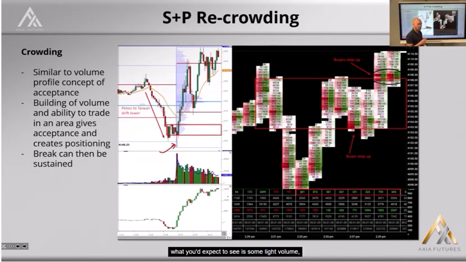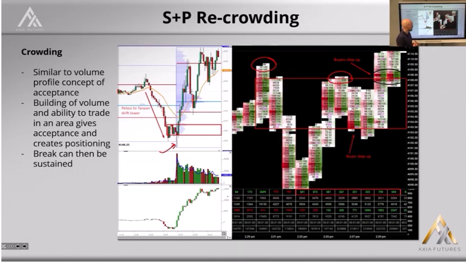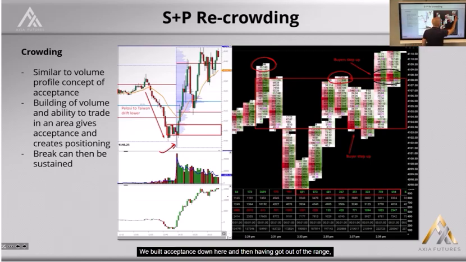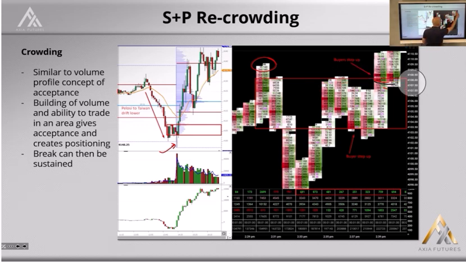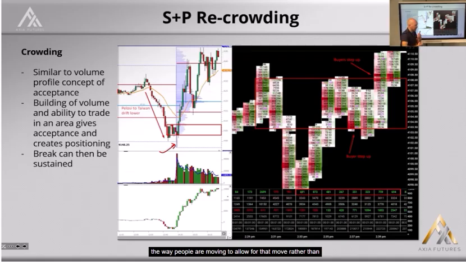Because if they're not, what you'd expect to see is some light volume, something like you've got over here or even here. Not a great deal going on, but instead what they've done now is they've changed the perspective. We've built acceptance down here, and then having got out of the range, we're now starting to see more and more action here. That action at the top of the range is what's allowing then the market to drive towards the upside. So it's about then using the sort of positioning, the way people are moving to allow for that move, rather than, again, trying to be very, very specific. It's sort of seeing the structure of what's happening more generally.